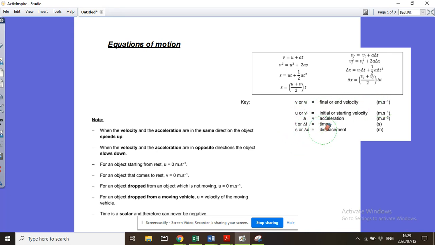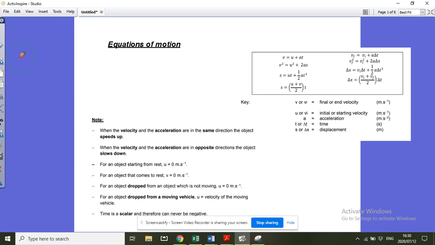Then u is going to be our initial velocity or our starting velocity. You can use vi. a is our acceleration, t is the time, and s is the displacement. You've used all these values before. We are just going to look at a little bit more complicated situations, and we're going to solve these unknowns.